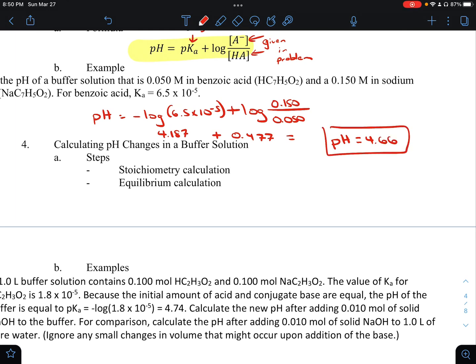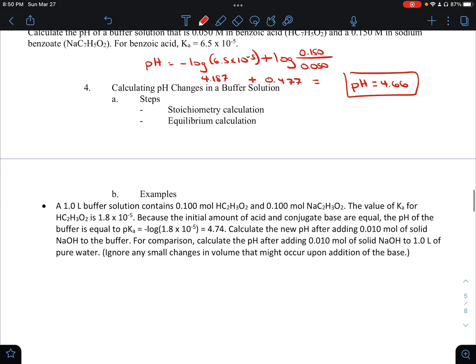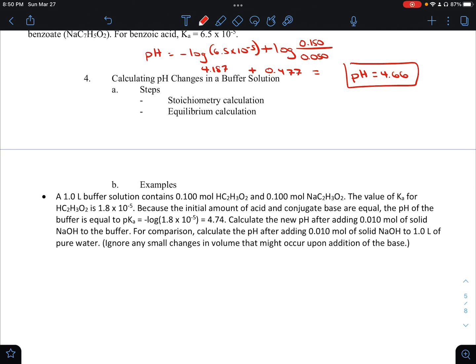So that actually makes that common ion pretty simple. A lot of times we're going to be asked to calculate pH changes. The first thing that we have to do is the stoichiometry calculation, and then we have to do the equilibrium calculation. That's where we would use our Henderson-Hasselbalch, but sometimes we have to figure out how much is used up. So let's take a look at this next example.